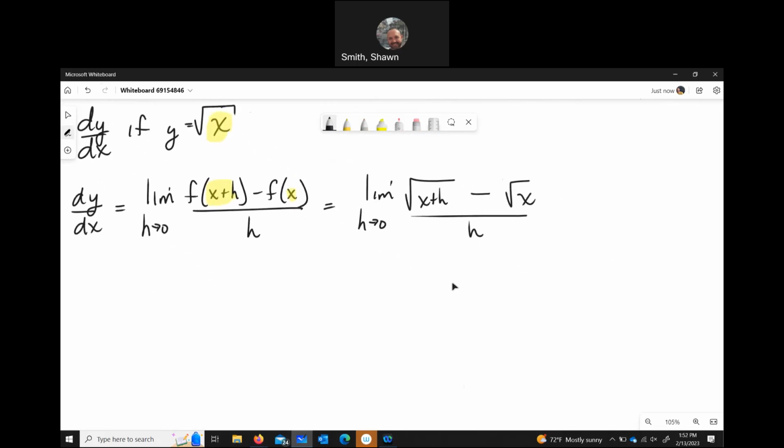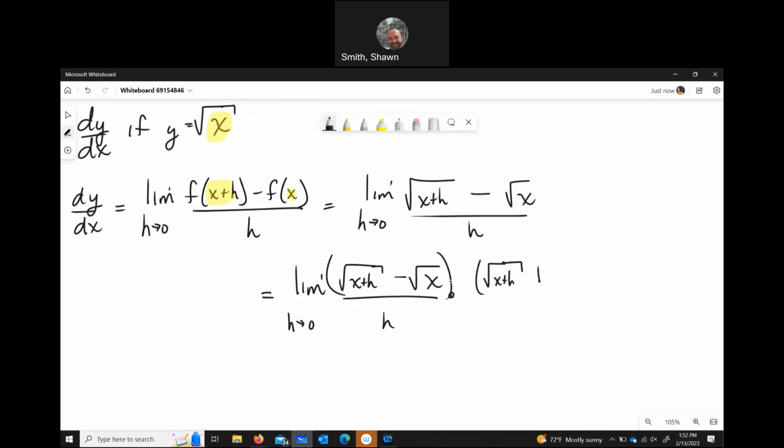All right, so how about we do a little fancy algebra? Let's rationalize the numerator. There's another way. I won't show you that. It's like, where in the world are you getting that from? So this is the more logical way. Multiplying the numerator by its conjugate, right? Square root of x plus h plus a square root of x, top and bottom.